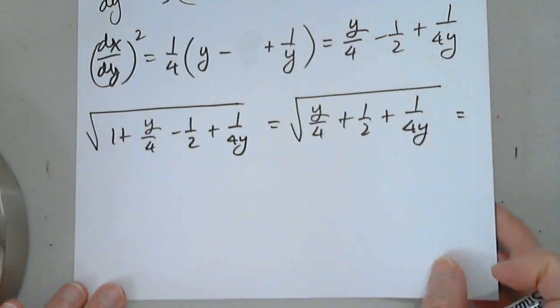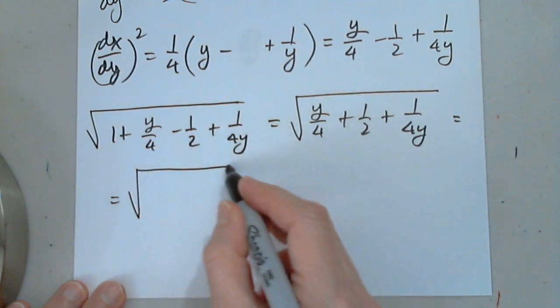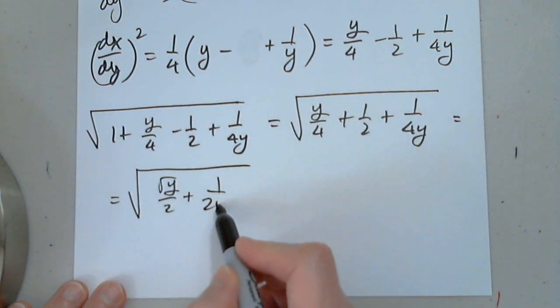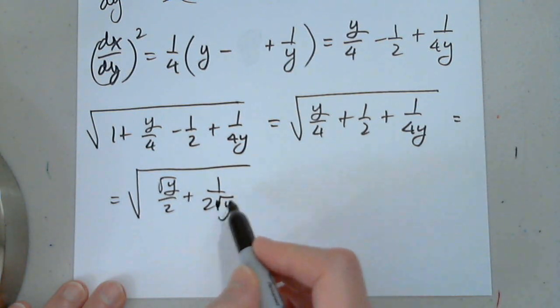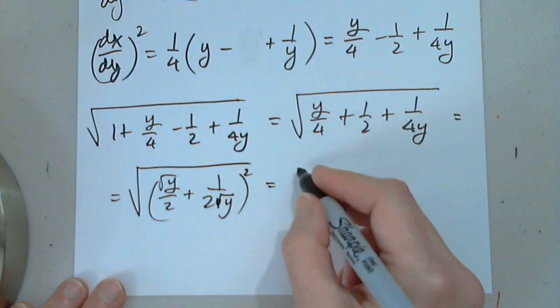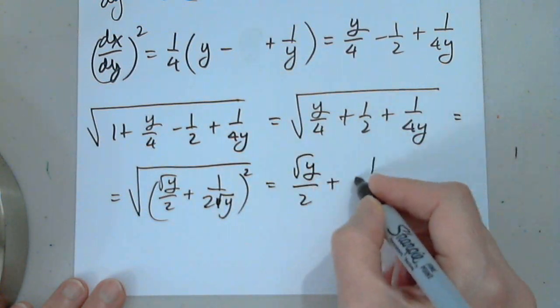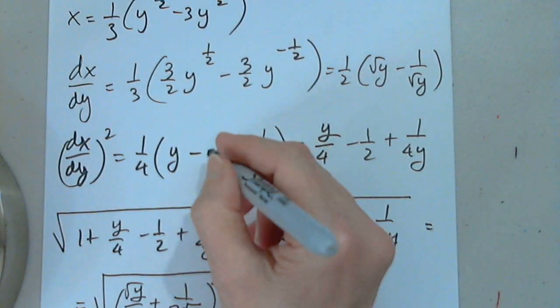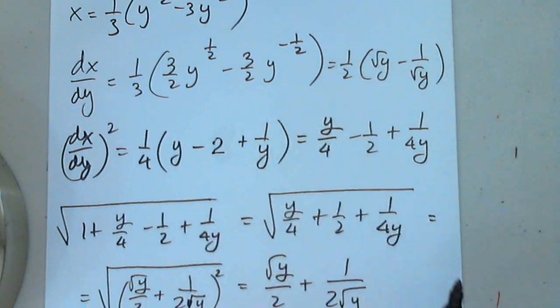So then this is the square root of y over 2 plus 1 over 2 the square root of y, everything squared, which reduces to, or simplifies to, the square root of y over 2 plus 1 over 2 the square root of y. And is this dry? So I can put a 2 in there? Yes. Good.